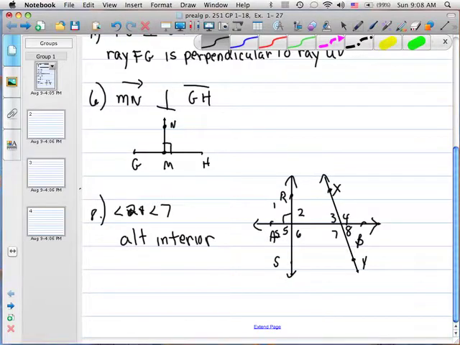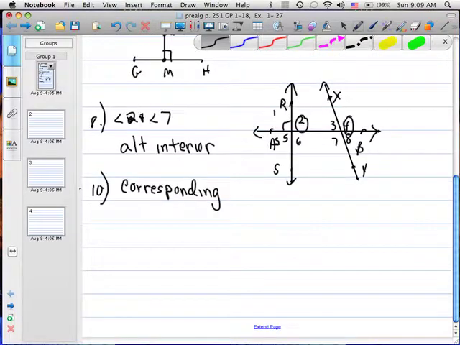Well, technically they're not equal to each other no matter what. But 2 and 7 are in between, so they're interior, alternate interior. Number 10, 4 and 2. Here's 4 and 2, and they're on the right side of these lines, so we would call them corresponding. But because the two lines are not parallel, they would not be equal.